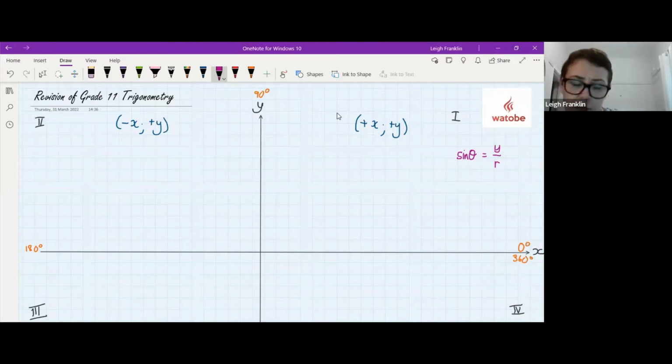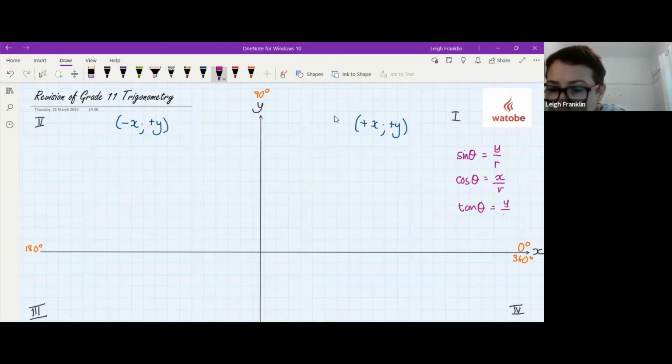All right, and I'm going to talk a little bit about the terminal arm now, but I just wanted to bring this up first. And then cos theta, how can that ratio be described? That ratio is x over r. Good, Kanyesile. Nice. And then our last ratio, tan theta, and that is described as, anybody tell me? Y over x. Good, Kanyesile, lovely.